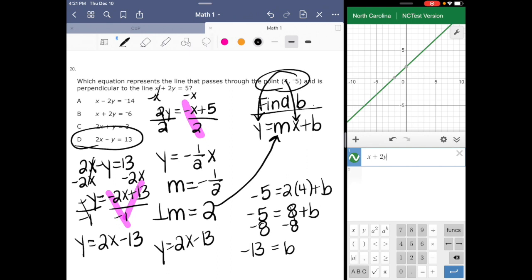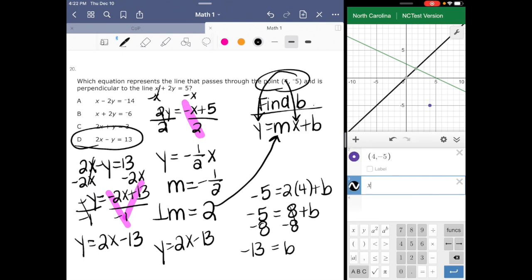Now, we could plug this into Desmos as well, just like we see it. If it's calculator active, we're going to plug in the original equation and the original point, and test our options. So we have x minus 2y equals negative 14. We can see that that doesn't go through the point. All right, and then I'm going to do x plus 2y equals negative 6. That's parallel and goes through that point, but we don't want parallel. We want perpendicular.